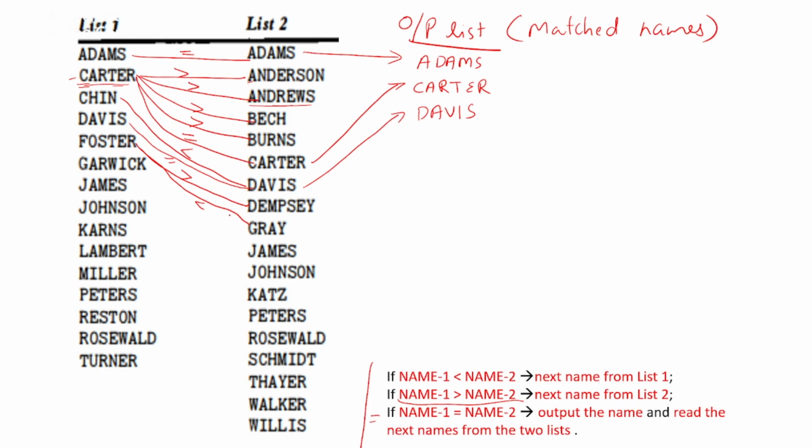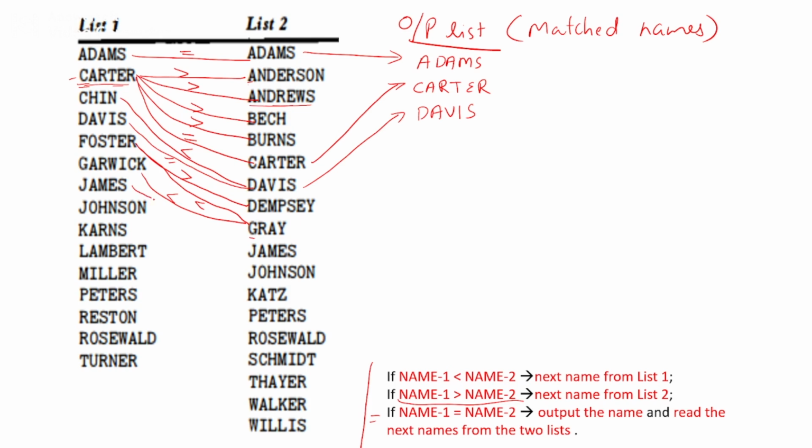So now Gray will be compared with the Garvik. So Garvik and Gray, the first characters are both the same. Go to the second one. GA you have, here you have GR. So GA is less than GR. So name 1 is less than name 2. Right? When name 1 is less than name 2, next name from list 1.